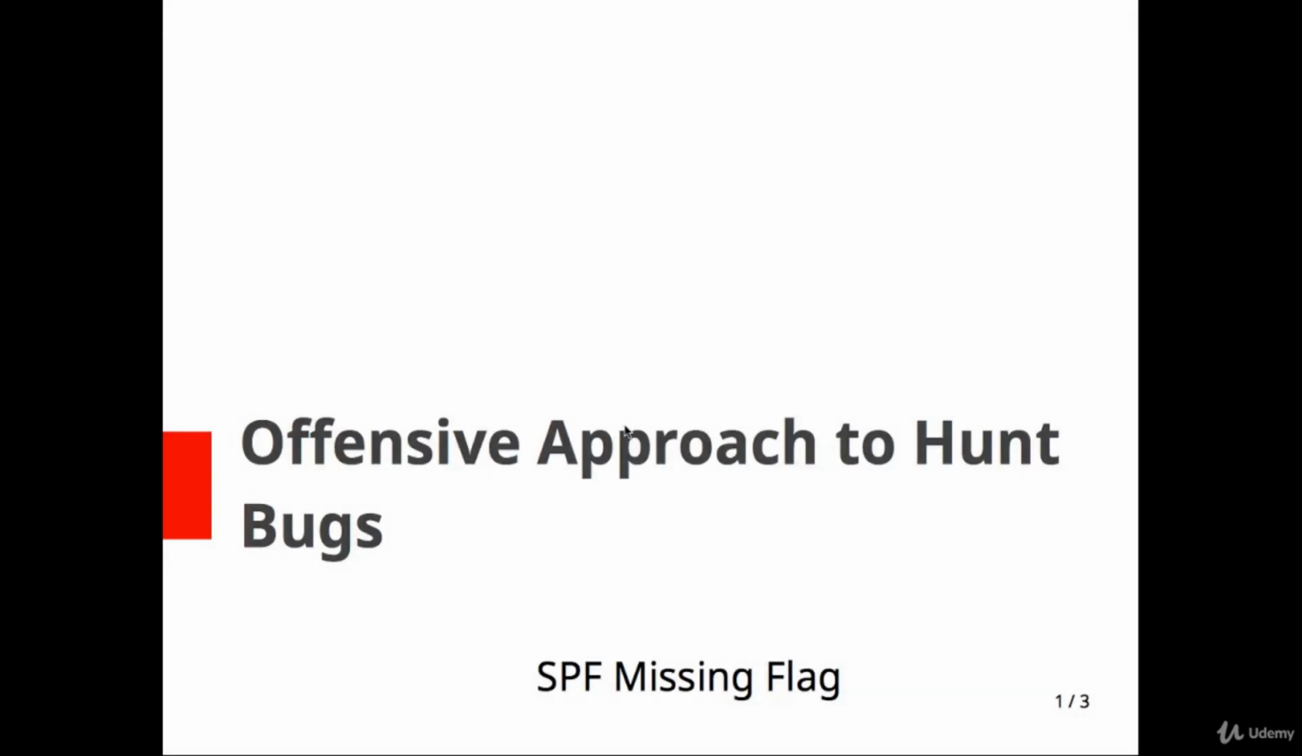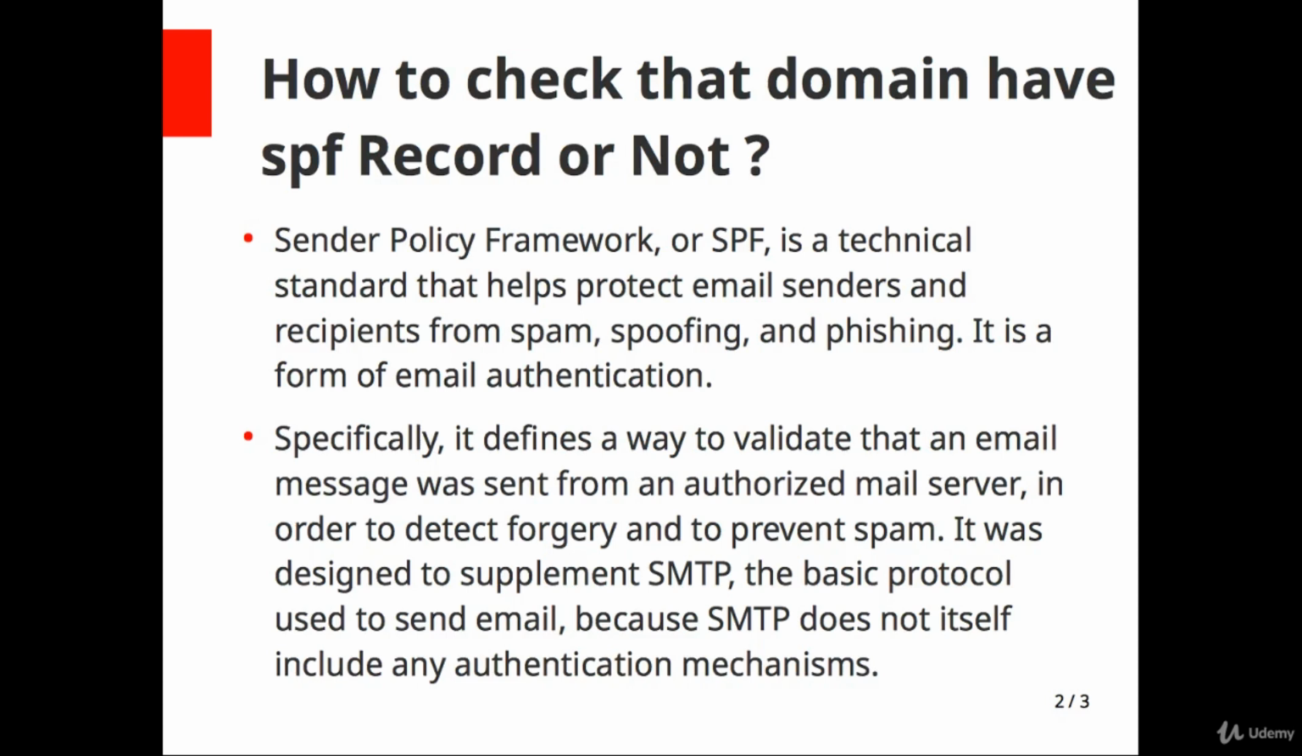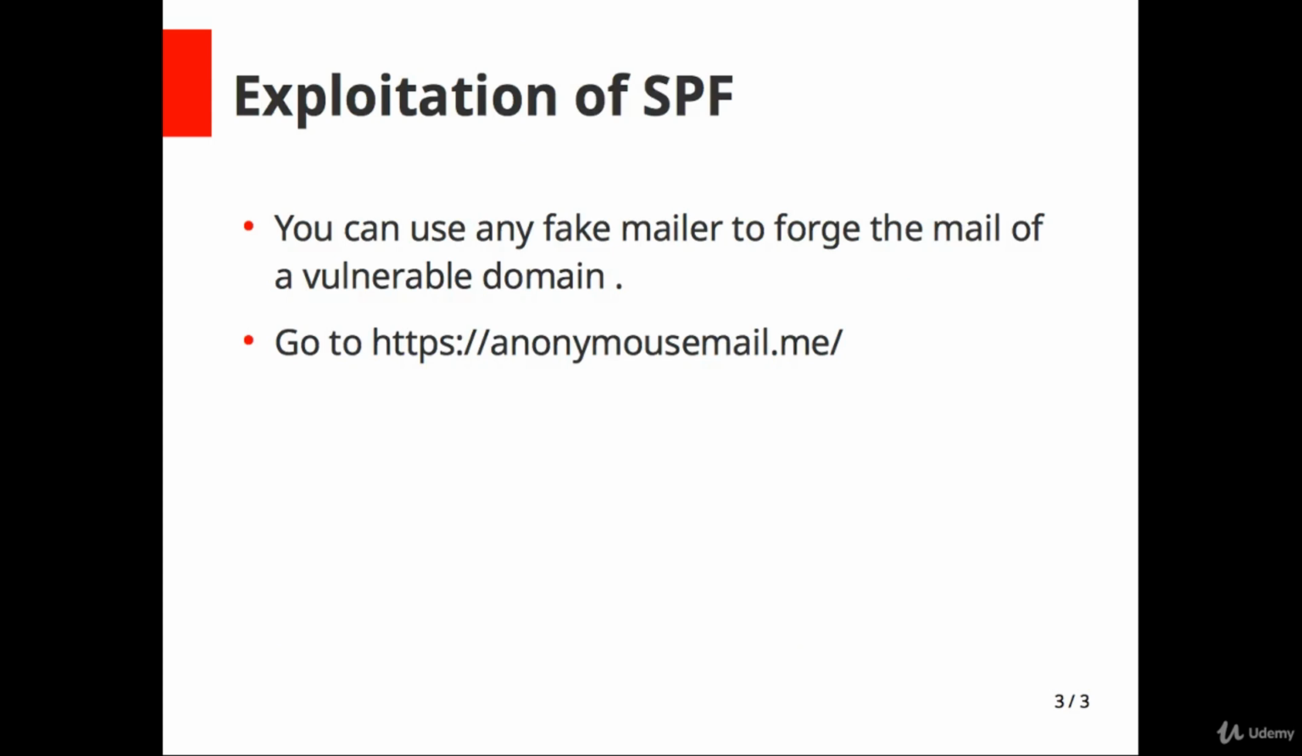So now we are going to talk about the final step of SPF: what an attacker can achieve by this vulnerability. The exploitation of SPF. Basically, by this vulnerability, an attacker can send a forged mail of a vulnerable domain, like they can send mail from support@vulnerabledomain.com to anyone. If you want to create a fake mail, use any fake mailer. My favorite is anonymousemail.me.